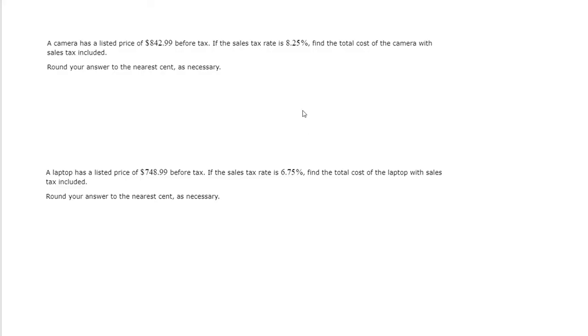Okay. So remember, whenever you are doing word problems, the very first thing you need to do is read through the word problem and then identify the question that's being asked. So a camera has a listed price of $842 before tax. If the sales tax rate is 8.25%, find the total cost of the camera with sales tax included.